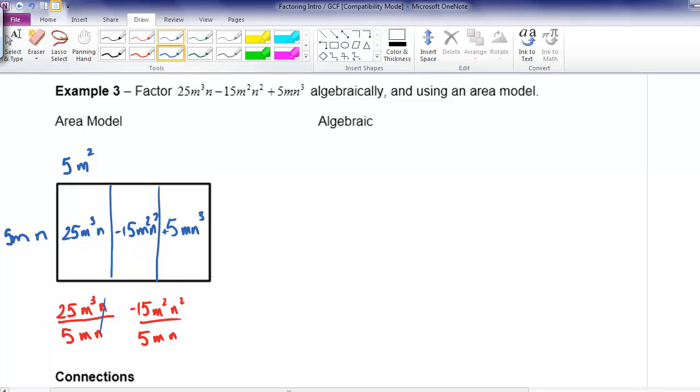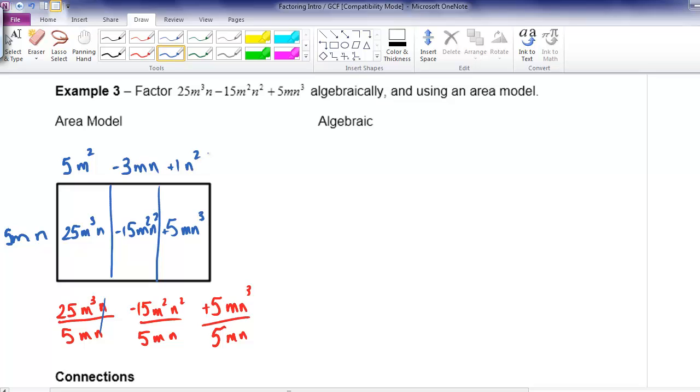Negative 15 divided by 5 is negative 3. m squared divided by m, one of the m's cancels out. n squared divided by n, one of the n's cancels out. I'm left with that. And then finally, notice how I'm keeping the symbols. Finally, I do this. And in our last one, 5 divided by 5 is plus 1. I'll write that. The m's cancel out, and one of the n's cancels out.